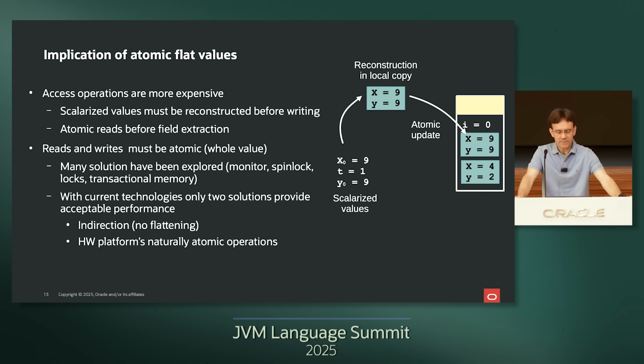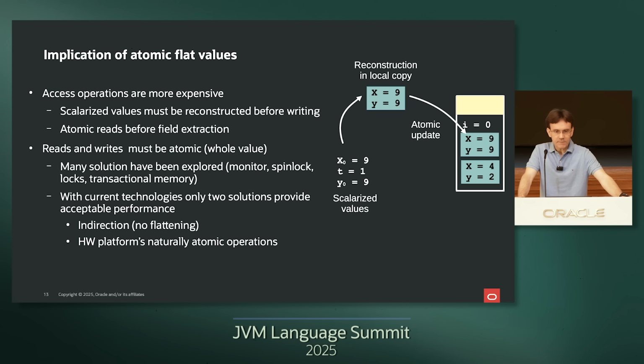Atomicity of flat values has a cost. If C2 has a scalarized value, it means it deconstructed this value into its components. It has to reconstruct a local copy of this value with the right format before updating a container. In reverse, when reading, C2 has to read the whole value before deconstructing it and extracting the different fields. Reads and writes must be atomic.